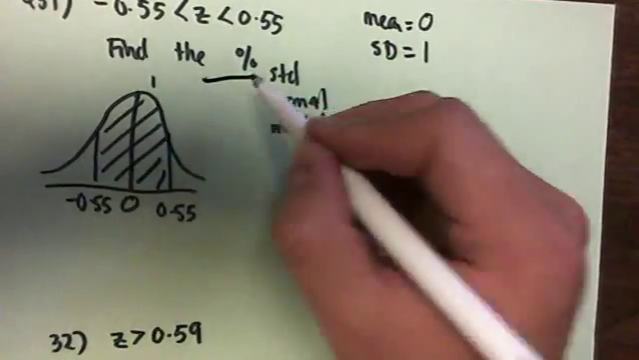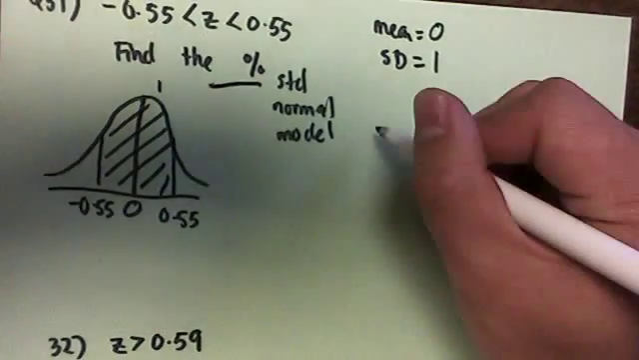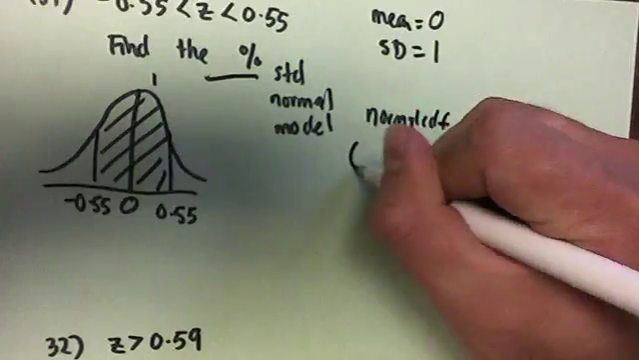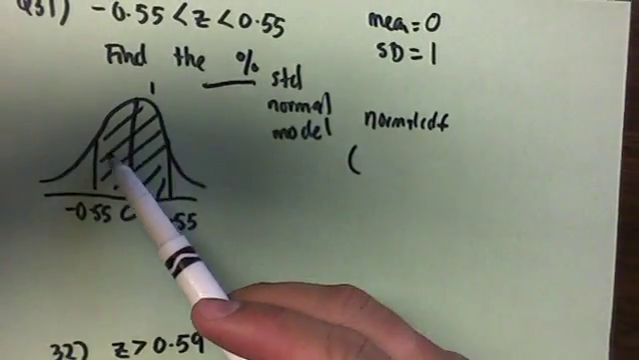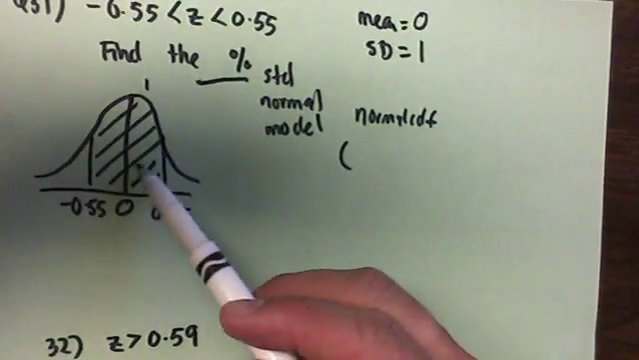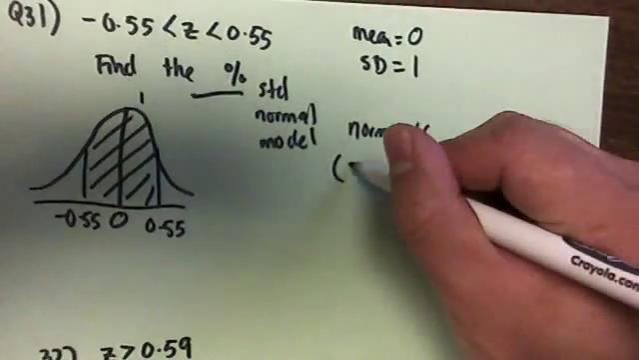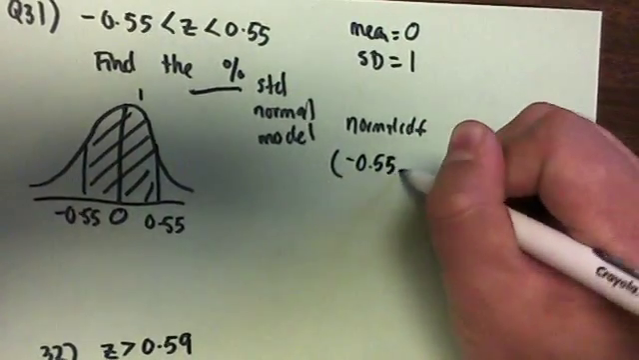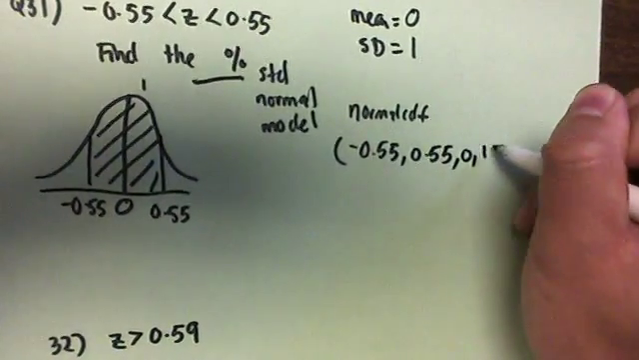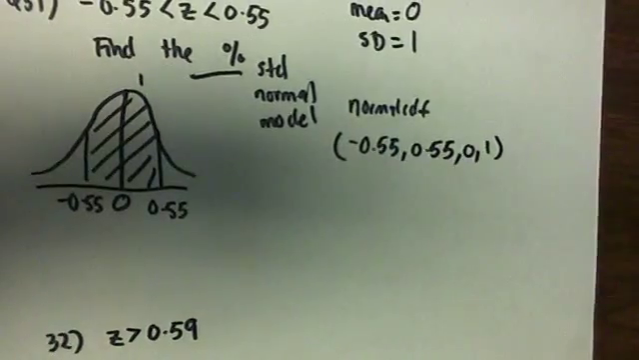And since the question is asking to find the percent, we will be using the normal CDF. So what is the minimum of this shading area? The minimum for this shading area in this case will be negative 0.55. The maximum is 0.55 with the mean 0 and the standard deviation of 1.